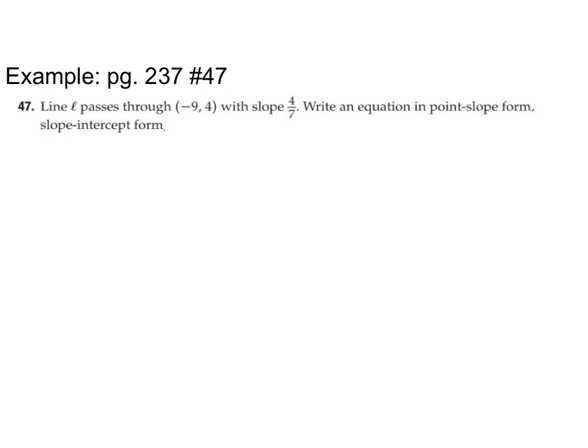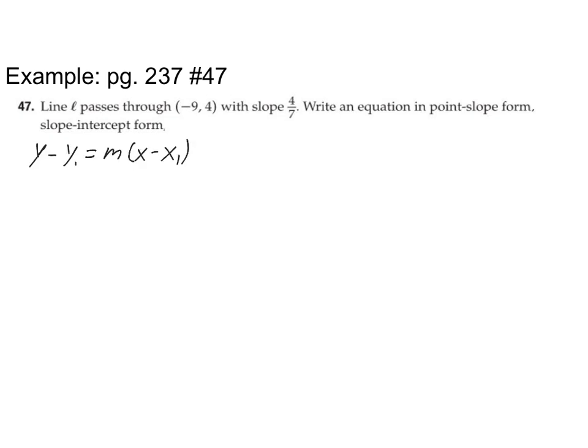So here I have an example problem from page 237 in the textbook, problem number 37. And the question asks, line L passes through point -9, 4 with a slope of 4/7. So write an equation in point slope form and slope intercept form. First I'm going to start with point slope form, and then I'm going to convert to slope intercept form.